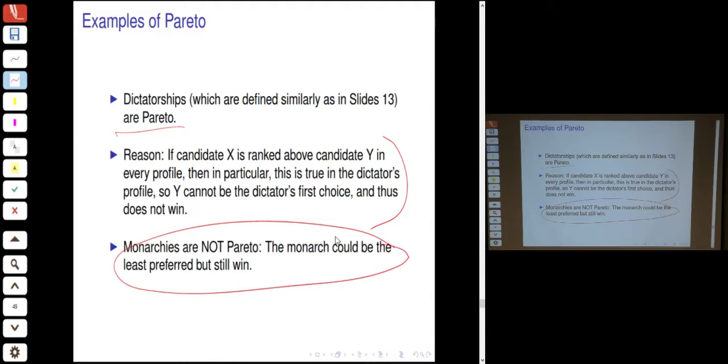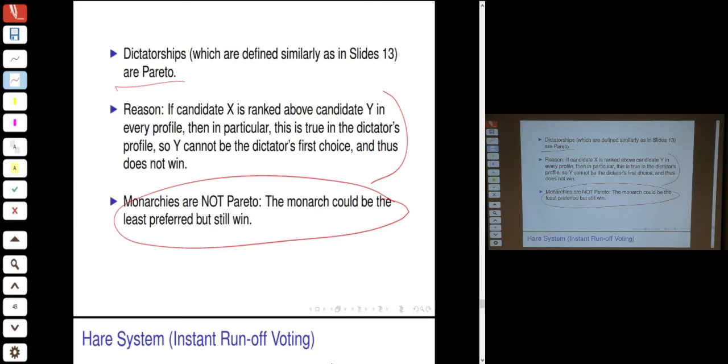Monarchies are not Pareto, because the monarchy method, you remember, is a method where there is one candidate who is a monarch, and no matter how the votes are cast, this candidate is declared the winner. So of course, the monarch might be at the bottom of every voter's preference list, but he will still be the winner, right? So monarchy clearly doesn't satisfy the Pareto condition.